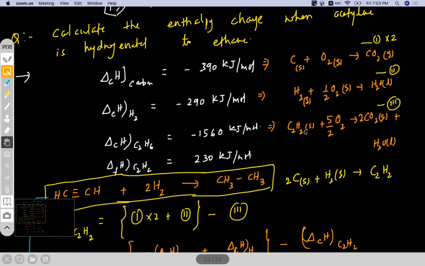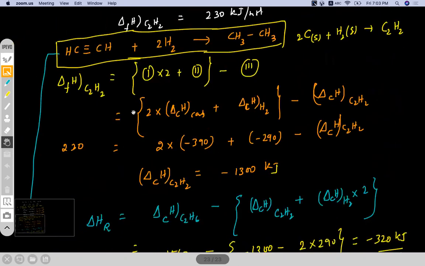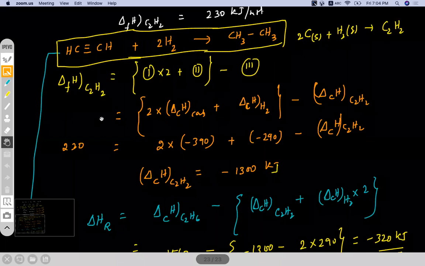Now, with the help of these data and delta H of formation of C2H2, we'll first find out the enthalpy of combustion of C2H2, which I have done over here. C2H2 forms by this equation. In this, we have the enthalpy of combustion here, and you will get this. Now, this we'll use to find out the final answer: enthalpy of combustion of C2H6, minus enthalpy of combustion of C2H2, which we have calculated, minus enthalpy of combustion of H2 into 2. That is the equation we have written over here.